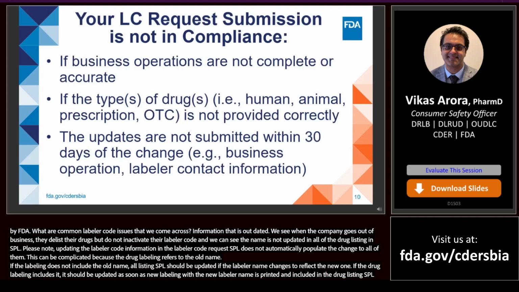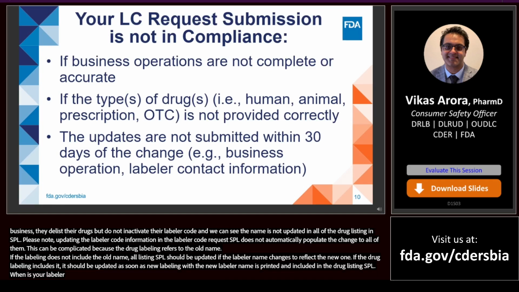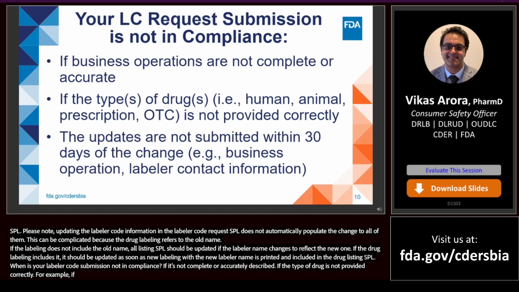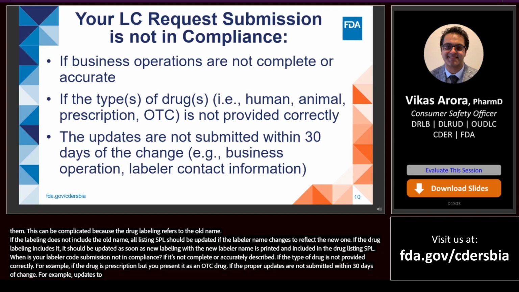So when is your Labeler Code submission not in compliance? If the business operations are not complete or accurately described, if the type of drug is not provided correctly, for example, if the drug is prescription but you present it as an OTC drug, and if the proper updates to the required information are not submitted within 30 days of change. For example, updates to the business operation and updates to the labeler code contact information.